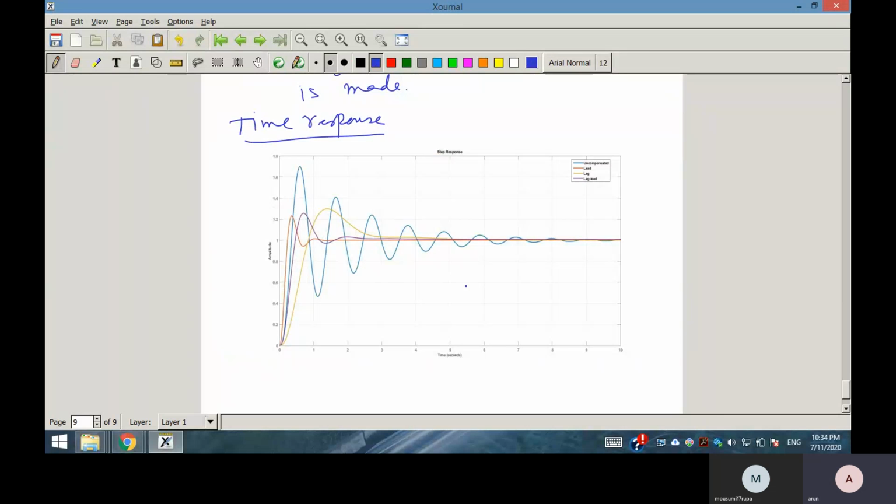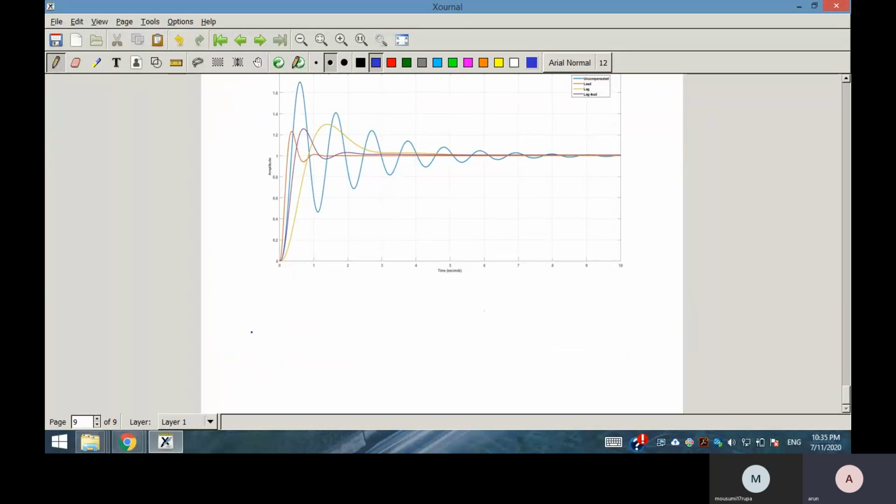With 3 controllers, and you can see, as expected, the uncompensated system, that means if you do not use any controller, that means H(s) equal to 1, only gain is the controller, then you can see the response is ringing, and with the lead controller the response is very fast, and with the lag controller the response is sluggish, and with the lag-lead controller the responses are traded off well.